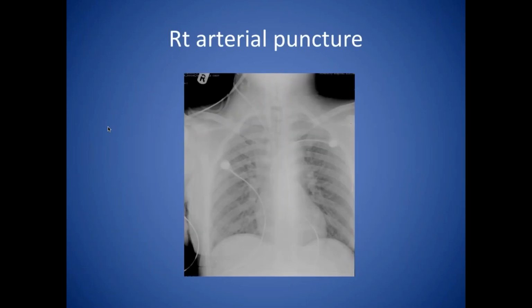This is a patient who's had a right-sided internal jugular attempt, but instead there's been a right arterial puncture. And you can guess that there's been a problem because the course of the catheter is slightly unusual. It's not what you would expect for somebody with a right internal jugular venous line.